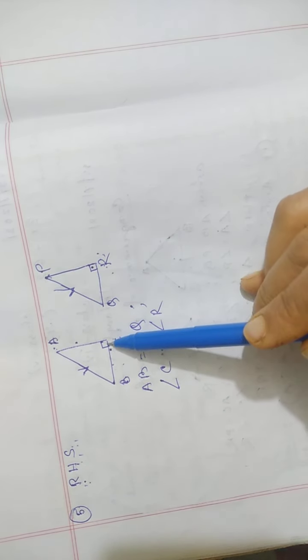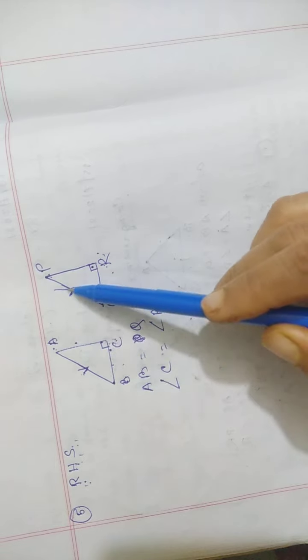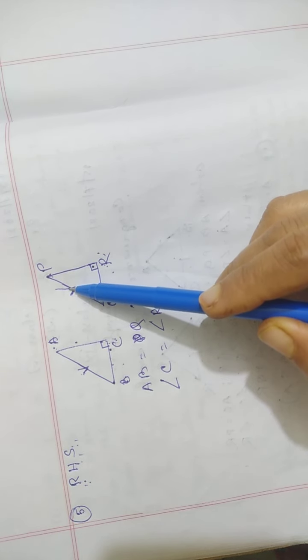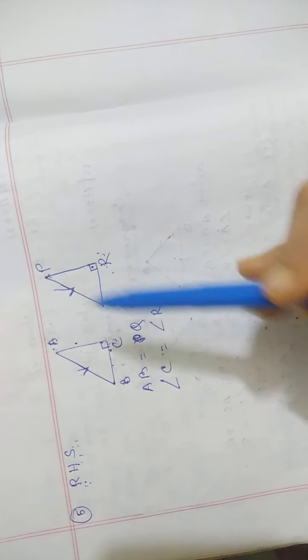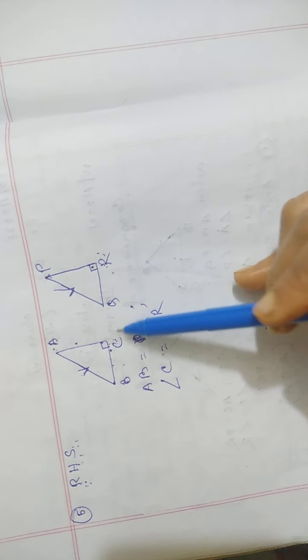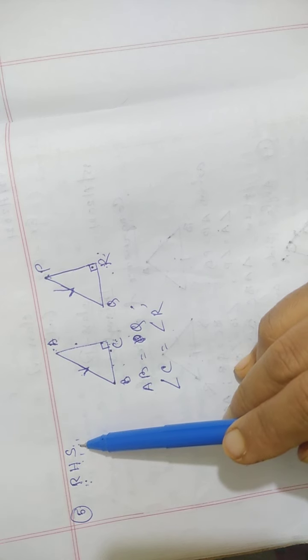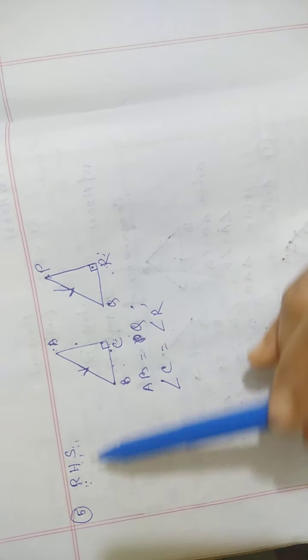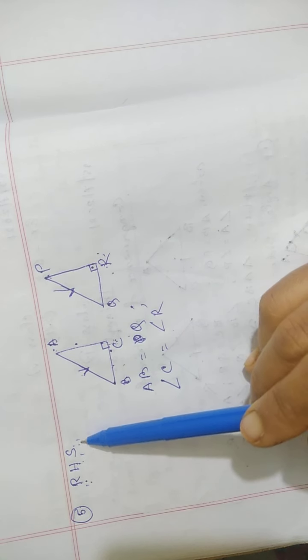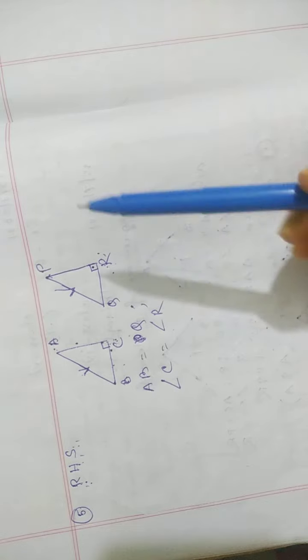मतलब एक एंगल 90 डिग्री है और उसका अपोजिट साइड जो हाइपोटेनियस है, हाइपोटेनियस इक्वल होना चाहिए और बाकी जो दो साइड है, ये दोनों साइड में किसी भी एक साइड इक्वल होना चाहिए. Then the criteria RHS will fulfill. Then you can say that by the criteria RHS the two triangles are congruent to each other.